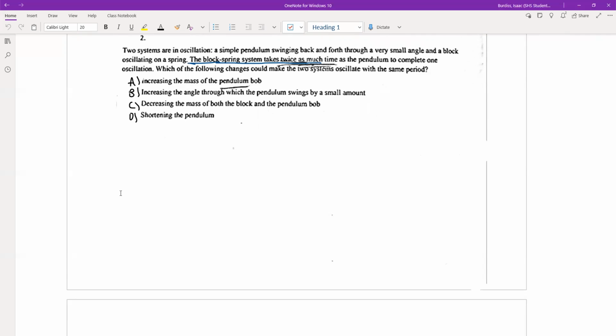The spring system takes twice as much time as the pendulum one. So 2 times the spring period equals the pendulum period. That's what we know. And now it's asking, what could we do to make T_S equal T_P? So now we already pretty much started out writing the equations.